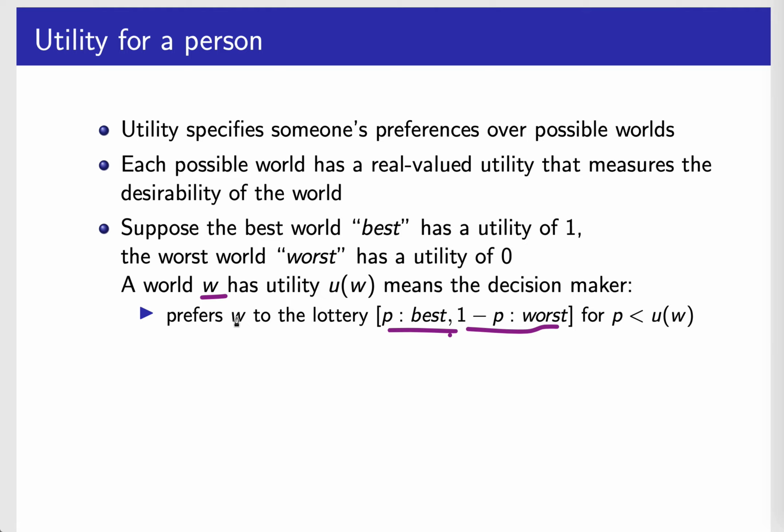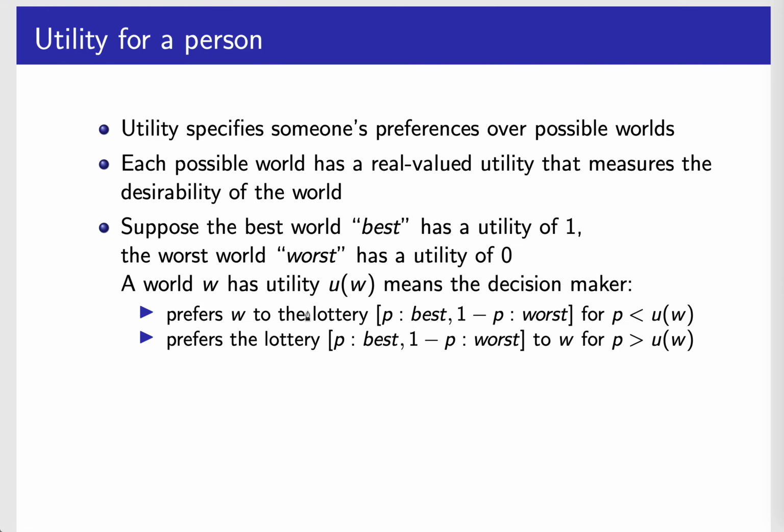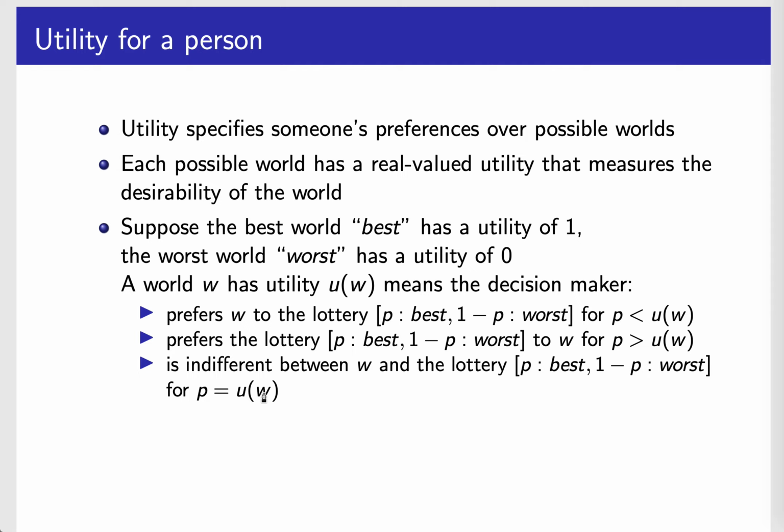And the idea is that you're going to be able to compare each outcome to this lottery. When P is 1, you get the best, but as P is reduced, at some point you're going to start preferring W. So for every P less than U of W, you're going to prefer the outcome W. You're going to prefer the lottery when P is bigger than U of W. And you're indifferent between W and the lottery when P is equal to U of W, the utility of this world. So the utility of the world is basically where you flip between preferring the lottery or preferring the outcome W.